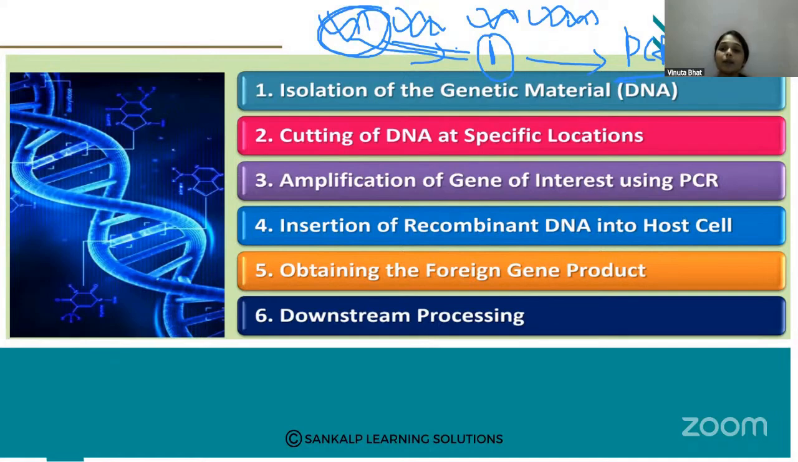So we can get millions of copies of the desired gene, and then insertion of the recombinant DNA into the host cell. So, cutting of the DNA and insertion of the desired gene into the plasmid DNA to form the recombinant DNA, and insertion of the recombinant DNA into the host cell. That recombinant plasmid is introduced into the host cell.